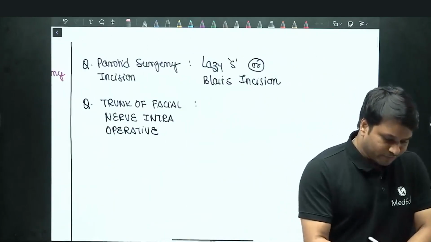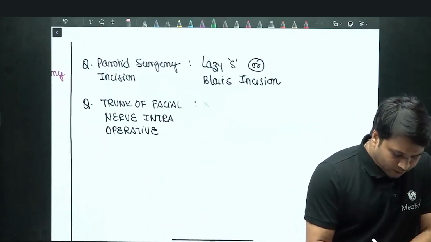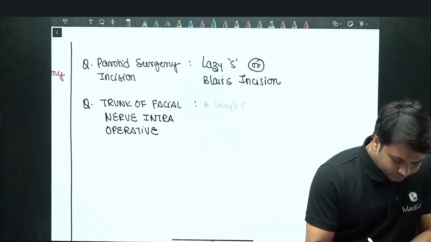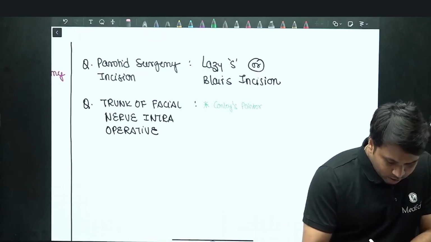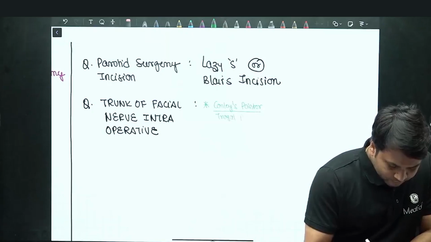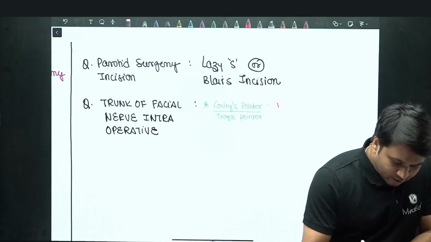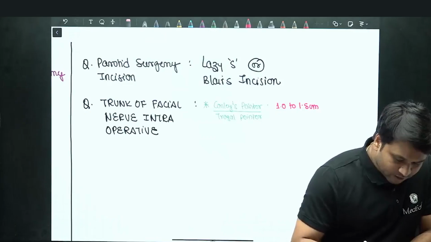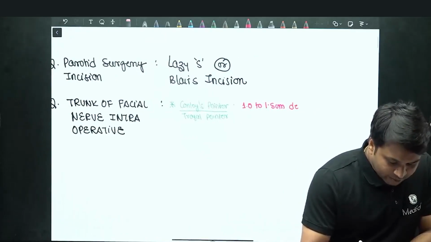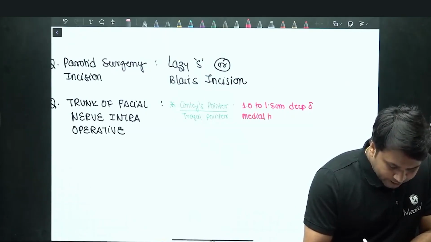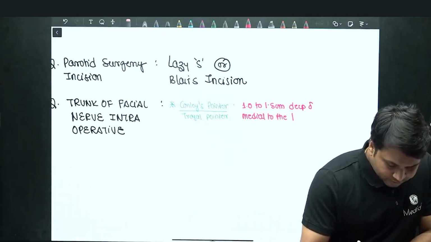Now, there are different methods. The first one is what we call the Conley's point, or the Conley's pointer, commonly referred to as the tragal pointer, which is basically 1 to 1.5 centimeters deep and medial to the tip of the tragal cartilage.